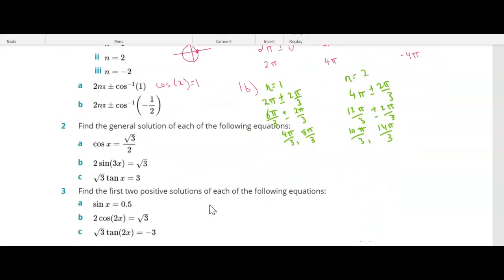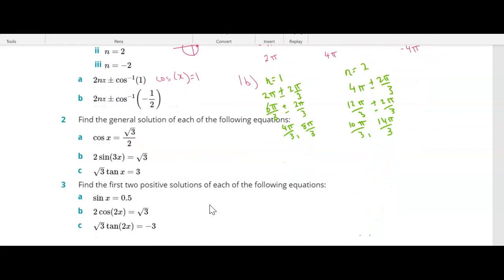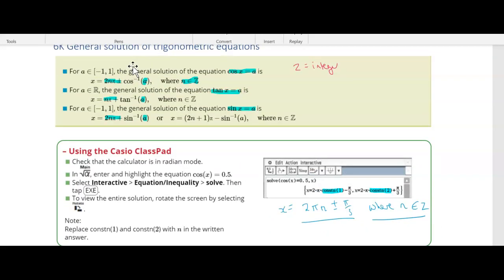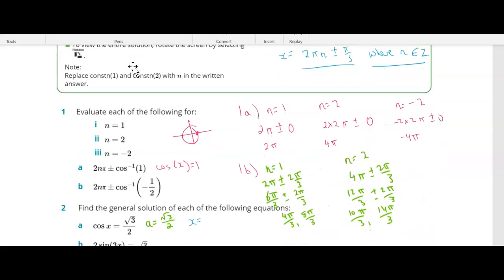All right, for question 2, we're given the equation. So all we need to do is identify what A is. So for question 2A, A is equal to root 3 on 2. So our general solution is x equals 2n pi plus or minus cos root 3 on 2.